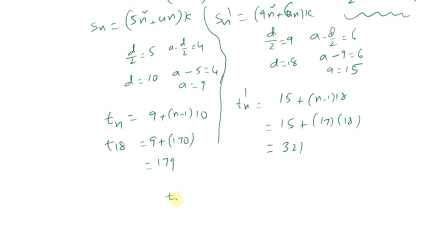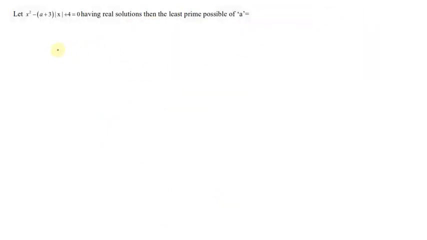Now this will be Tn by Tn dash is equal to 179 by 321. Next, come to the next question. X square minus (a plus 3) into mod x plus 4 is equal to 0, having real solutions, then the least prime possible value of a.